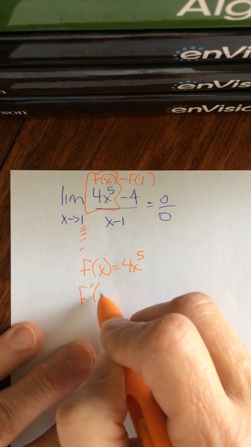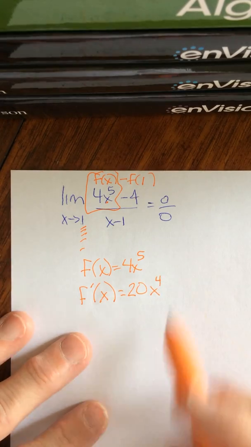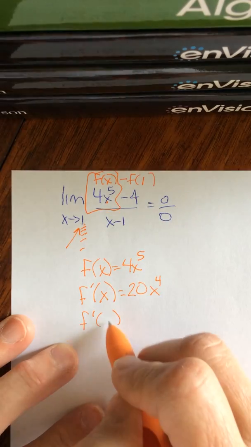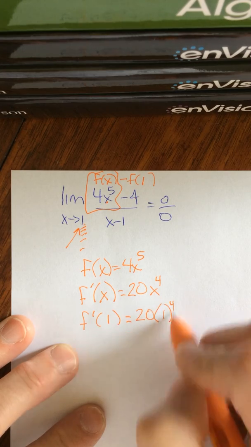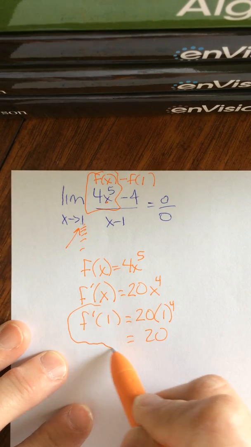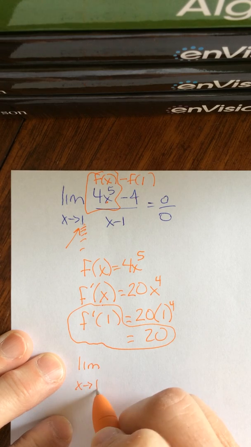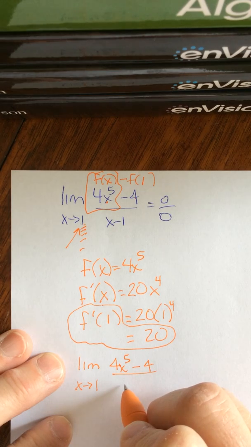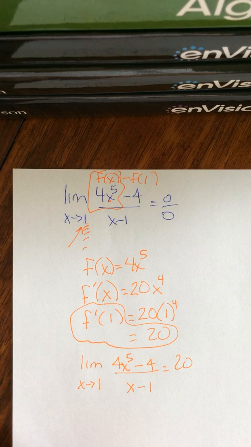If I find the derivative of f, that would give me 20x to the 4th. And now I want to evaluate the derivative at 1. So 20 times 1 to the 4th equals 20. So f prime of 1 equals 20. Therefore, the limit as x approaches 1 of 4x to the 5th minus 4 all over x minus 1 is also 20. Okay?